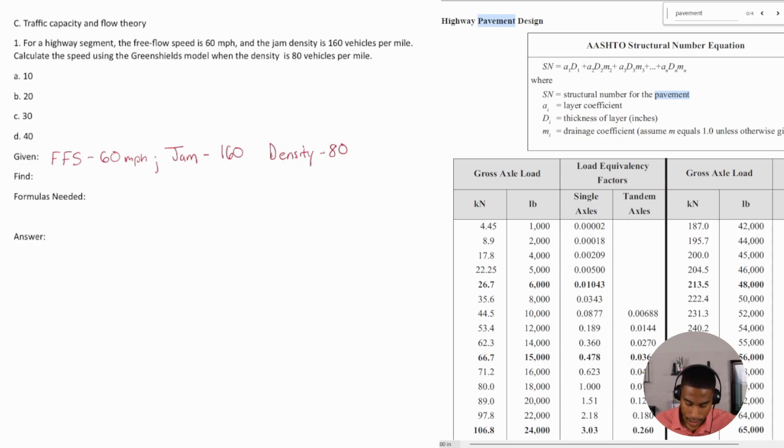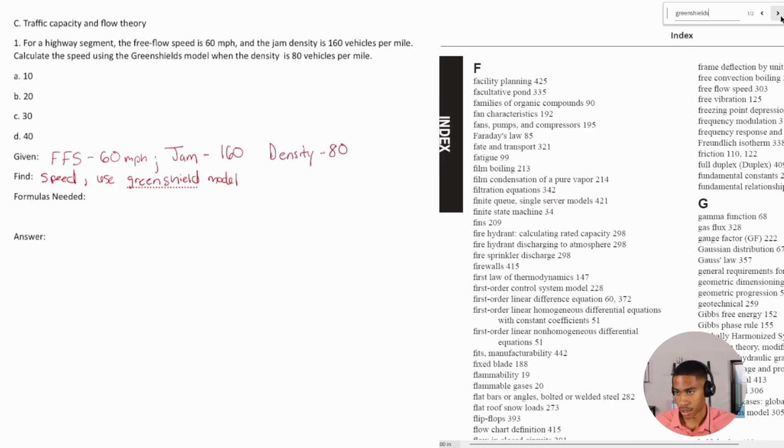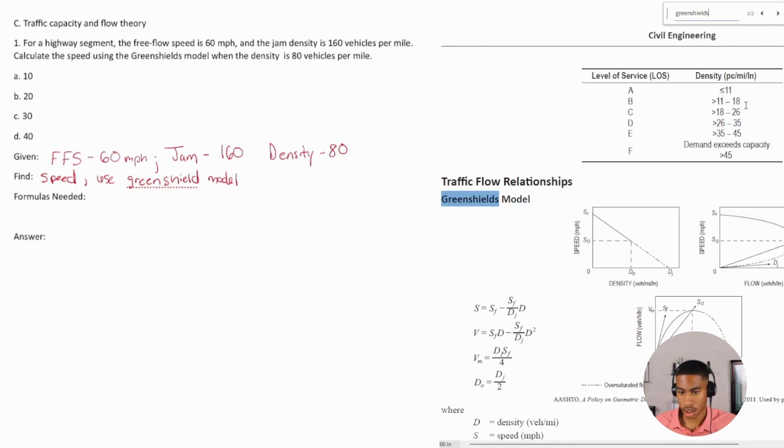And what are we trying to find? Well, we're trying to find the speed, and we want to use the Green-Shields model. All right, so let's do a search, right? Because I'm thinking we're probably going to need some formulas from the FE manual. So I'm just going to do a search in the FE manual for Green-Shields. I search. There's only two things that come up in the FE manual, and look at here.